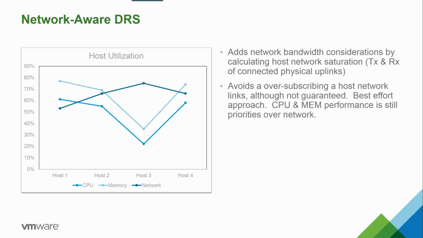This prevents any single host from becoming overcommitted on CPU, which is great for VDI environments especially. Also, something new to the Distributed Resource Scheduler, DRS, is that it's now network aware. It considers the network bandwidth by calculating host network saturation. It helps you avoid oversubscribing a host's network links.